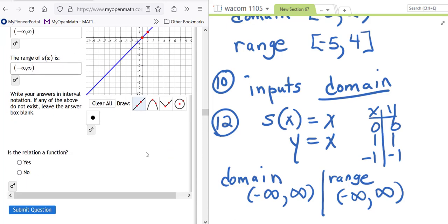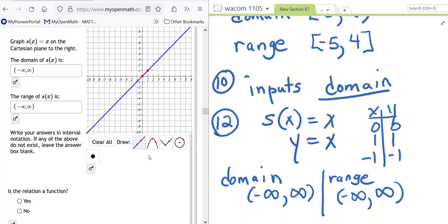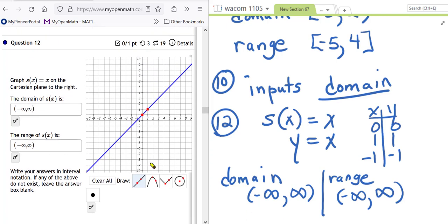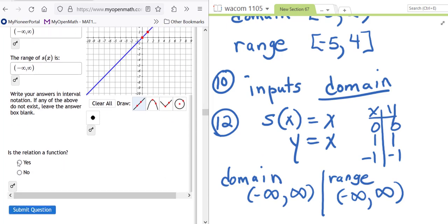And one more question on here. Is it a function? Yes, it is a function. There's no place you can draw a vertical line that crosses more than once. So, yes, it is a function.